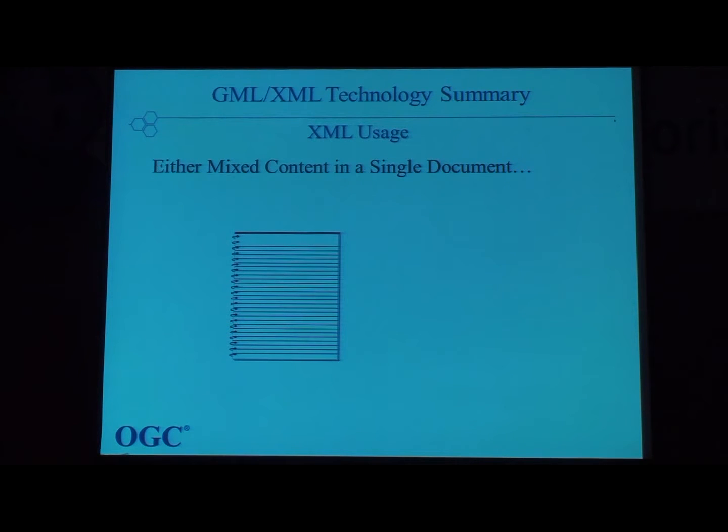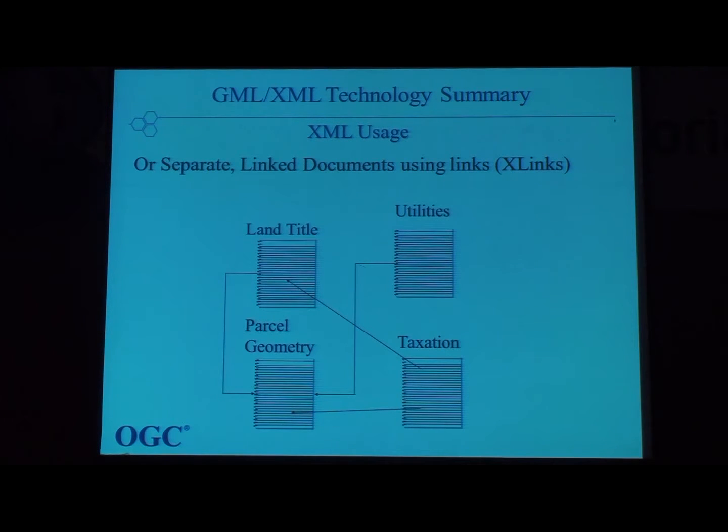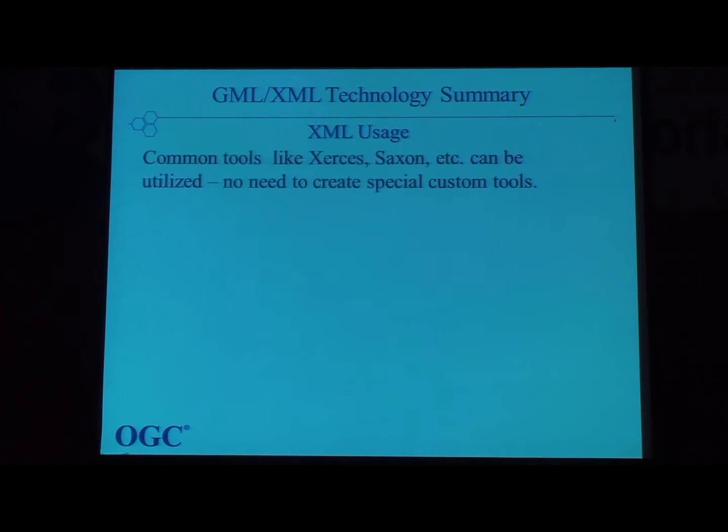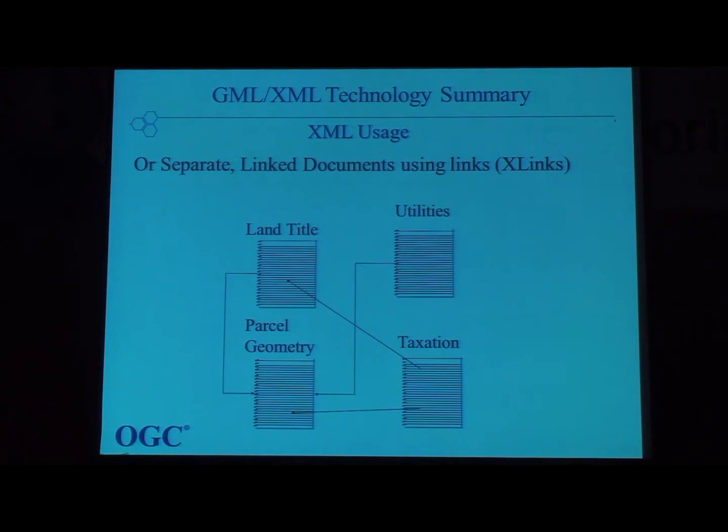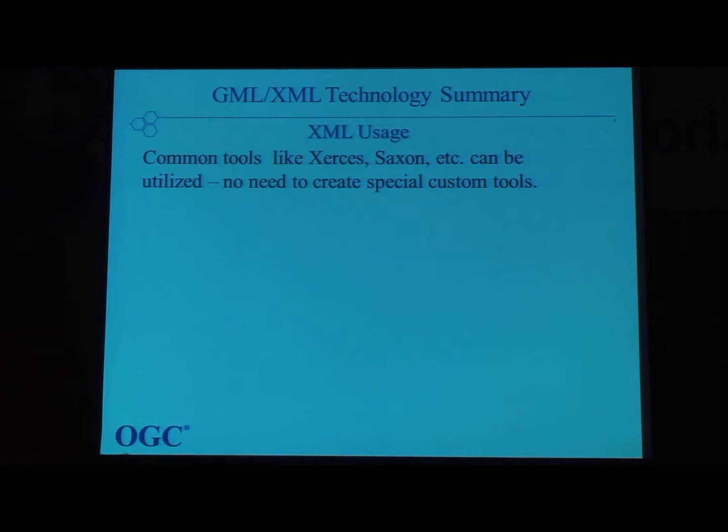Okay, so typical usage of XML. Now, it's either mixed content in a single document, so this is the inline approach, where you can have different information objects representing, say, land titles, parcel geometry, utility connections, and taxes, all in the same document. Or you can separate and link different documents using XLinks. So you have that option and flexibility to arrange the data in different ways using XML. And GML makes very, very strong use of that flexibility.